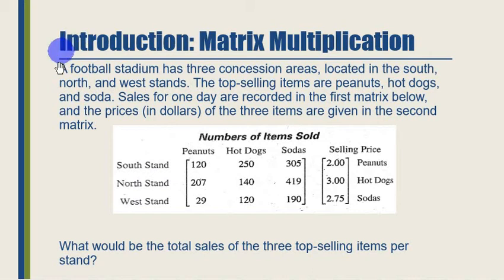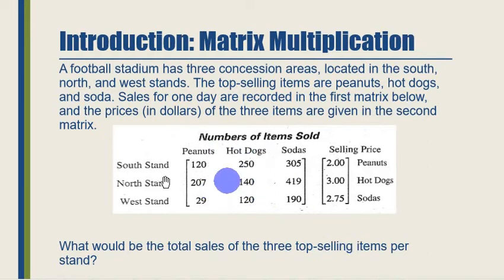Alright, let's take a look at this problem. A football stadium has three concession areas located in the south, north, and west stands. The top selling items are peanuts, hot dogs, and soda. Sales for one day are recorded in the first matrix below, and the prices in dollars of the three items are given in the second matrix. So, what would be the total sales of the three top selling items per stand?